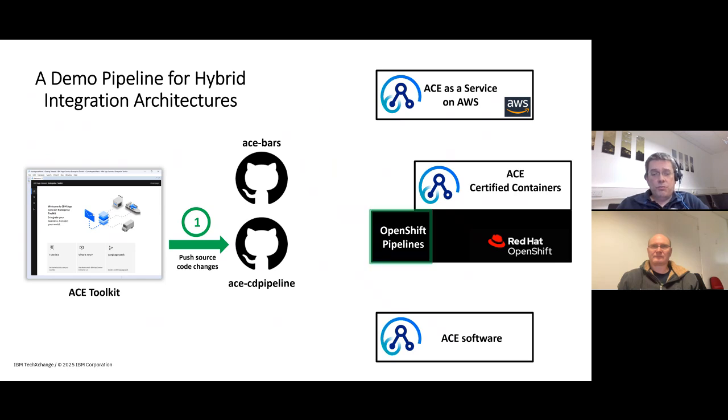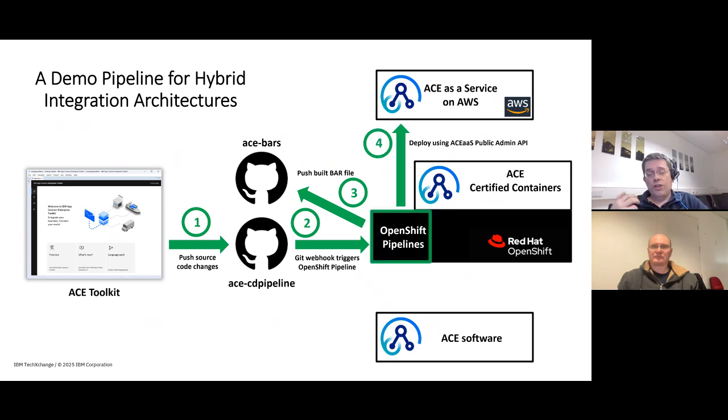So what we're going to do here is push some code changes into GitHub, and that's going to trigger an OpenShift pipeline using a Git webhook. And that pipeline's responsibility is to build a bar file in the first instance that we're then going to push into a different repository on GitHub called ACE bars. And having done that, we're then going to deploy that bar file into 3 separate environments.